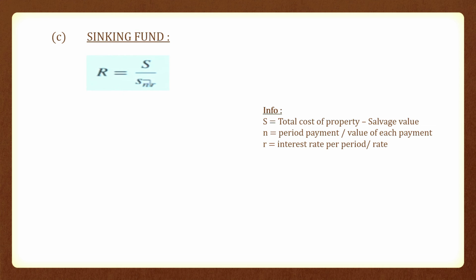So this is the formula for sinking fund. S is defined as the total cost of property minus the salvage value. N and r are the same as in annuity for present and future value.